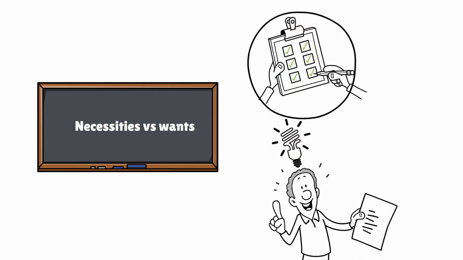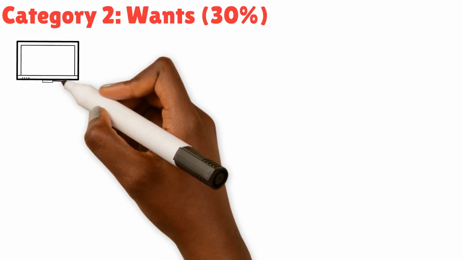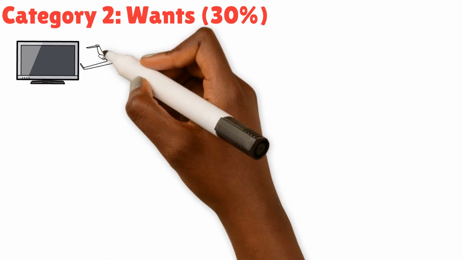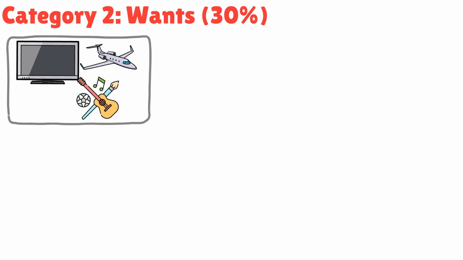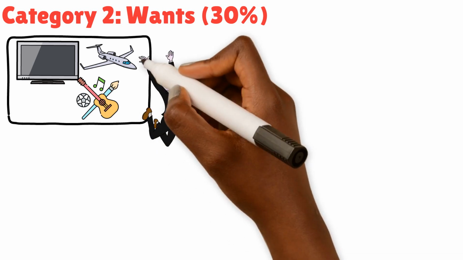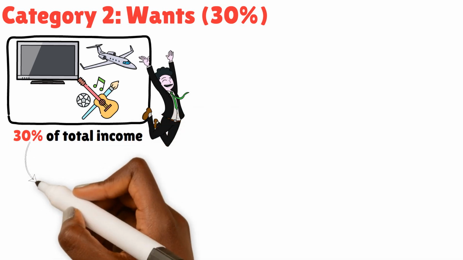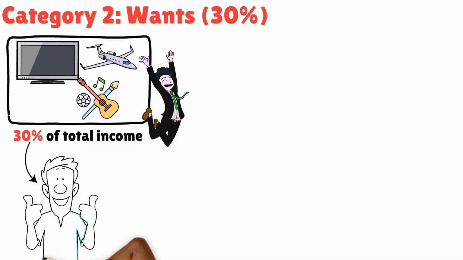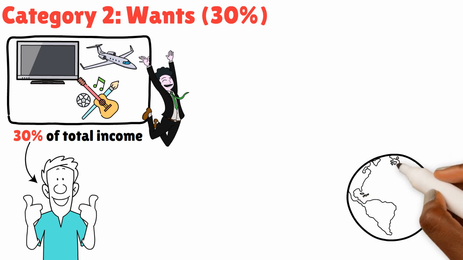Category 2, wants. This category involves all the non-mandatory choices you have, including discretionary spending, such as entertainment, travel, hobbies, and other non-essential expenses that bring joy to your life. Here, you allocate 30% of your total income and spend responsibly. This percentage ensures that you have room in your budget to enjoy the fun aspects of life without compromising your ability to cover necessary expenses and save for your future.